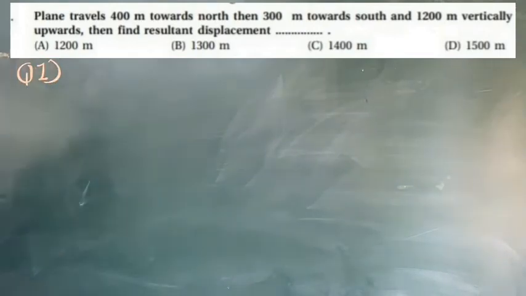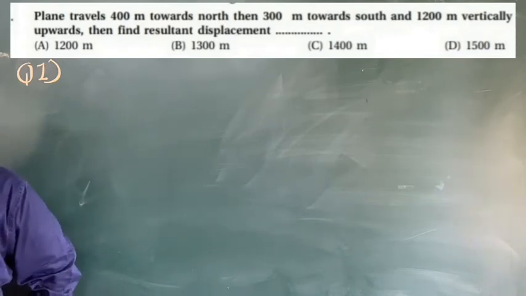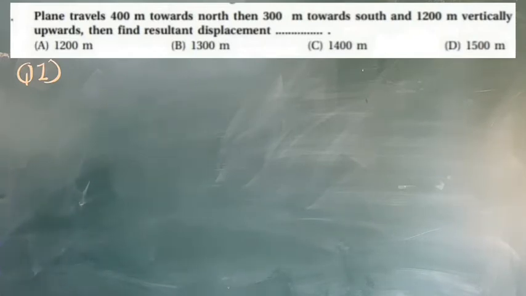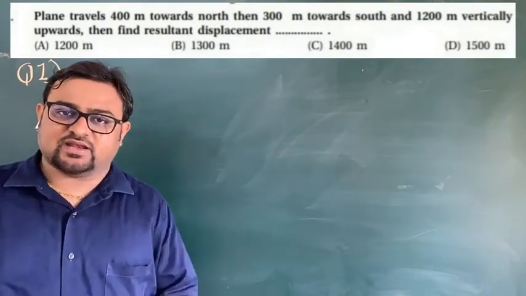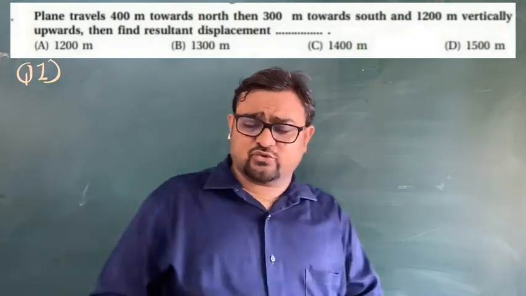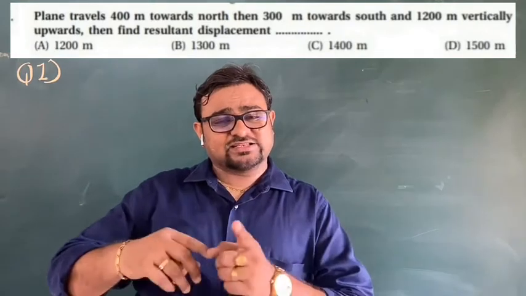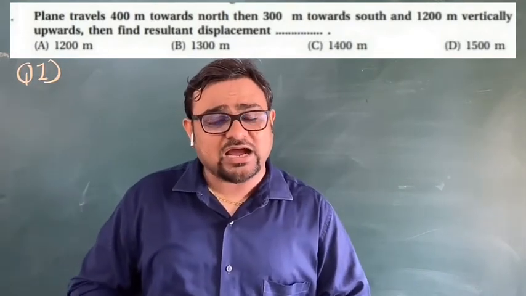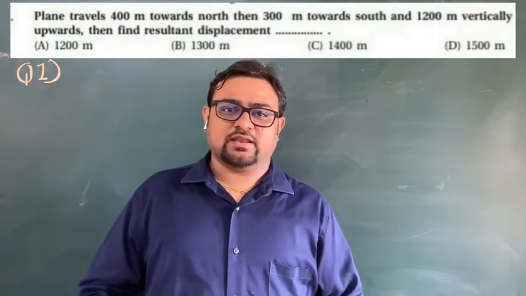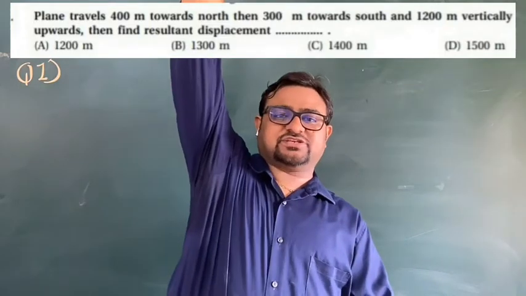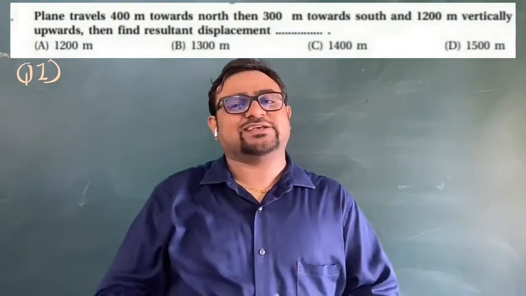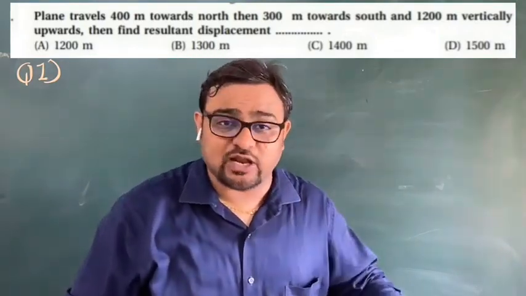You can see here that a plane is traveling 400 meters north, then 300 meters south, and then 1200 meters upward. You have to find the resultant displacement. Students, don't get confused with north, south, and up, down. North and south will be in a horizontal plane. North, south, east, west are in the horizontal plane of Earth.